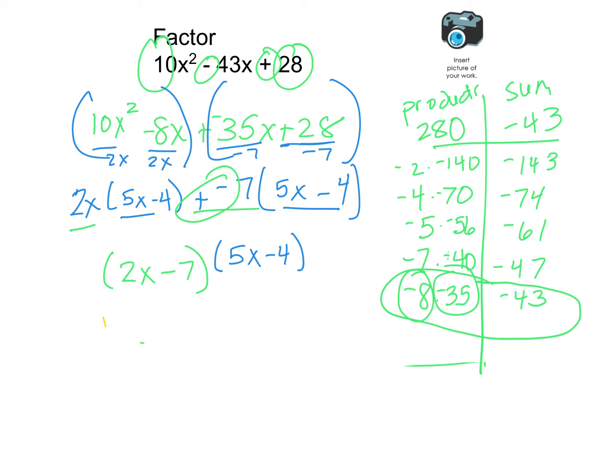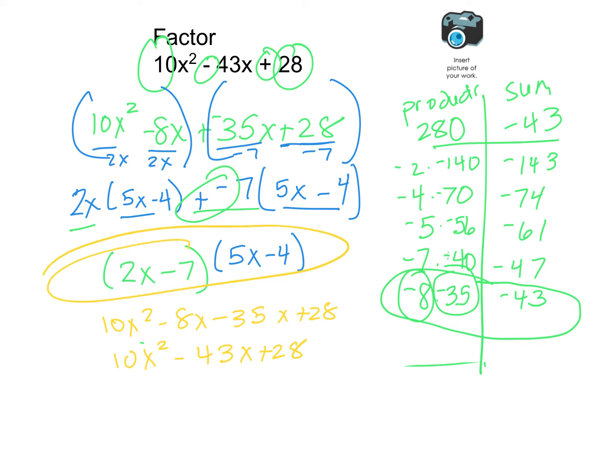Okay, now I'm going to check it. 10x squared minus 8x minus 35x plus 28. 10x squared minus 43x plus 28, and I look back up here, that's what I started with, so I know this is my correct answer. So hopefully you're able to follow along and figure out where you went wrong.